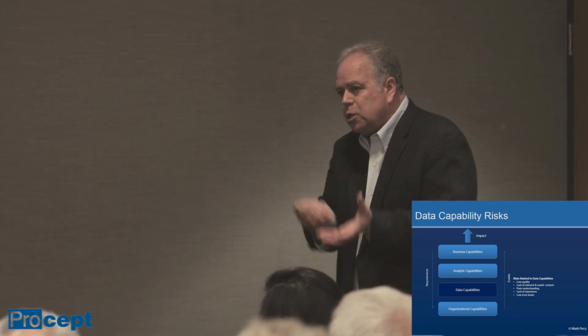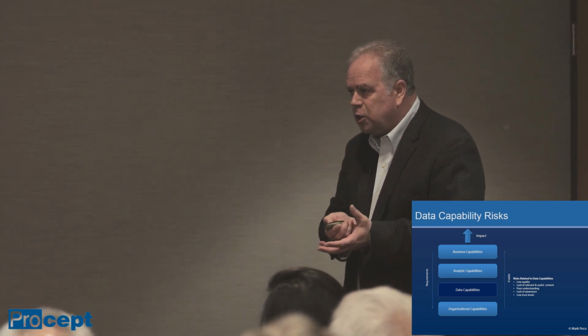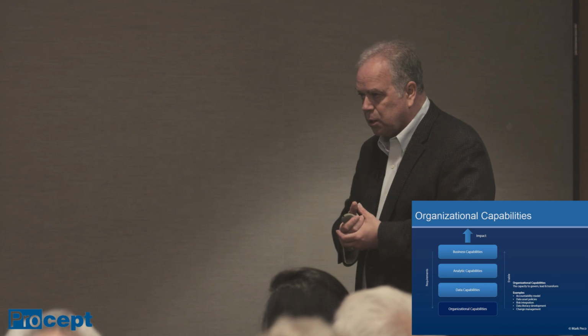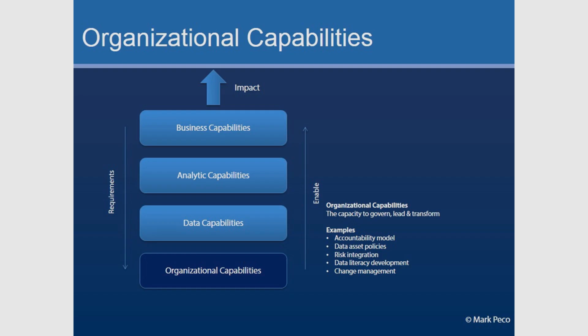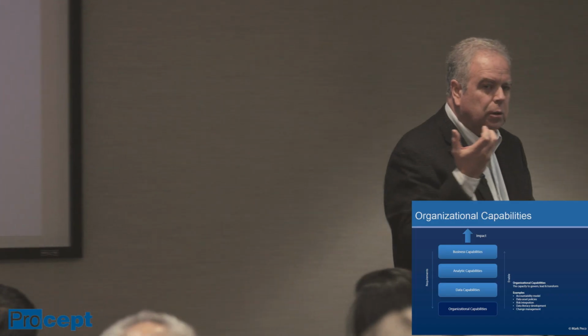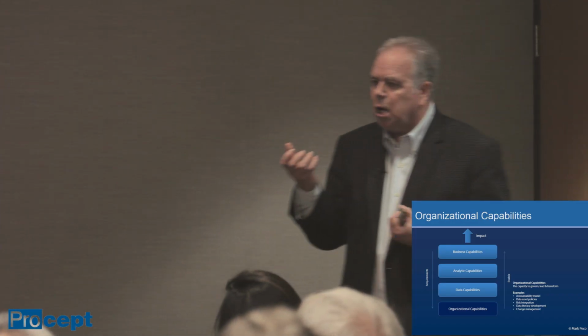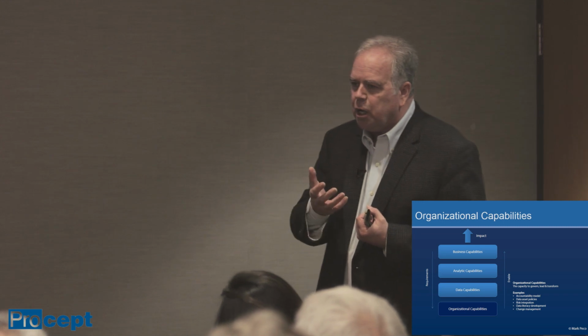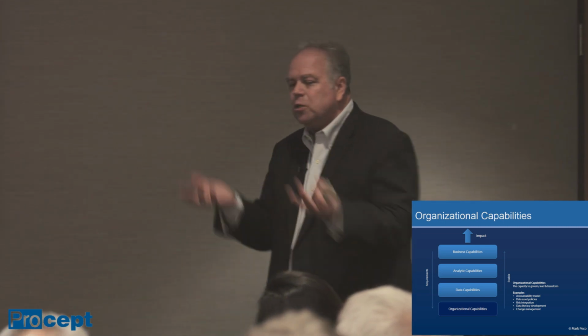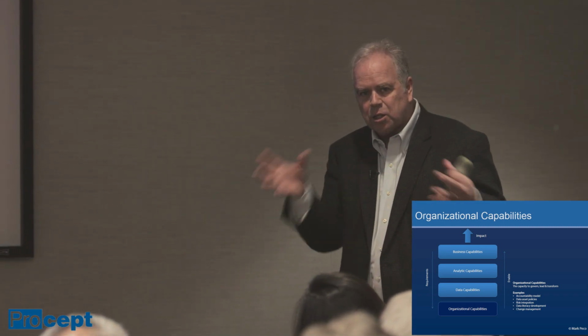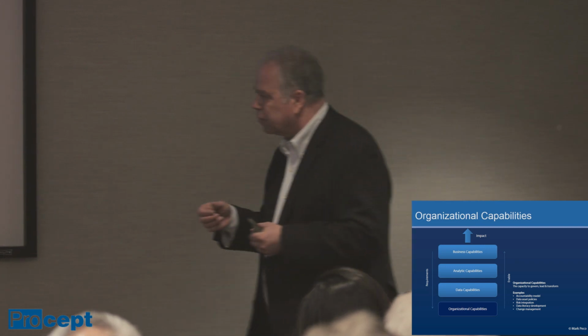As I said, everything now is supported and framed by the final foundation piece, which I'm calling organizational capabilities. So think of this as the capacity to govern, to lead, and to transform. This is all about organizational politics. It's all about human skills. It's all about how we communicate, how we share, do we trust each other? It's all that human interaction stuff, which is make or break.